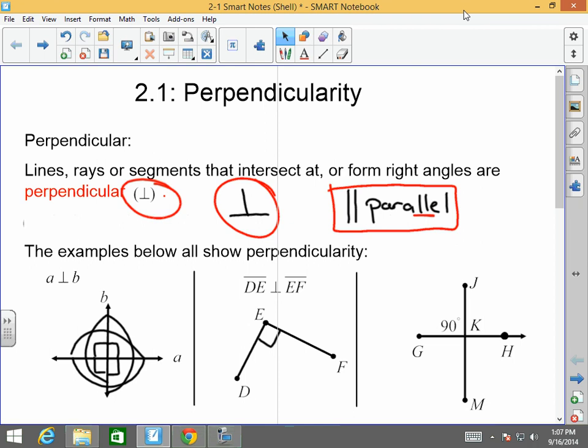You cannot assume perpendicularity. You'd have to have either the symbol or the given.